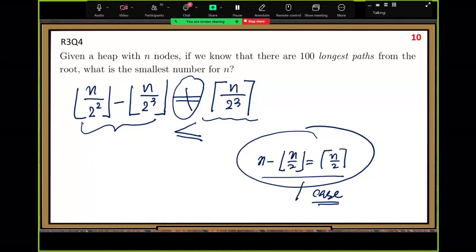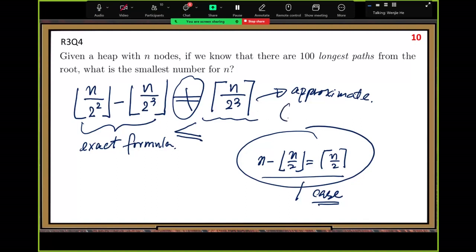When you work on the number of nodes, this is the exact formula. For the number of nodes, this is an approximate formula, not exact. So you cannot use this formula because it is not exact. All right, so that's the difference.